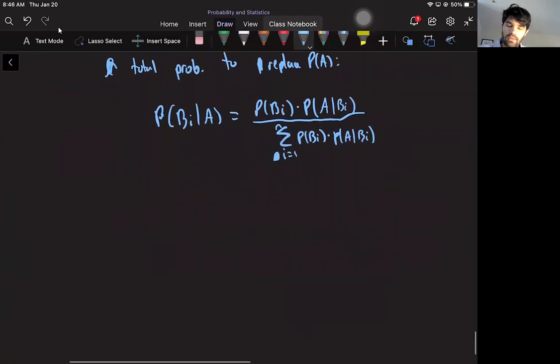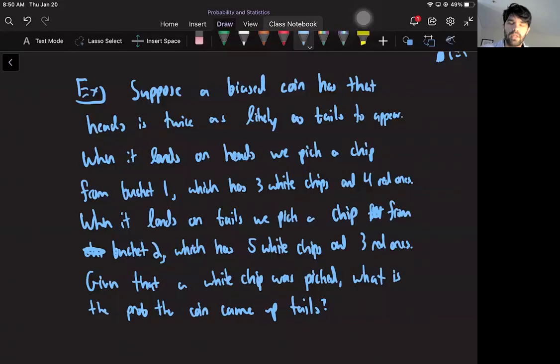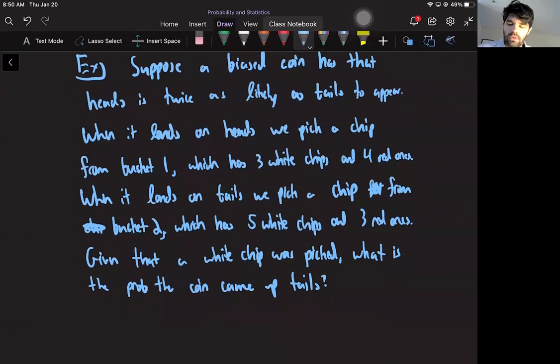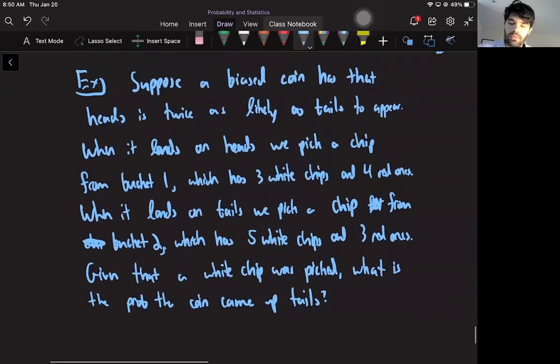I'm going to pause while I write down this long word problem to save some time. Give me a second. Okay, so here's the problem, a lot to take in. Basically the same as before, but we have a biased coin where heads is twice as likely to appear as tails. When it's on heads, you pick a chip from bucket 1, which has 3 white chips and 4 red ones. When it lands on tails, you pick a chip from bucket 2, which has 5 white chips and 3 red ones. So you're still picking things out of buckets, but this time instead of the probabilities being half and half of which bucket you choose, they're determined by this biased coin.